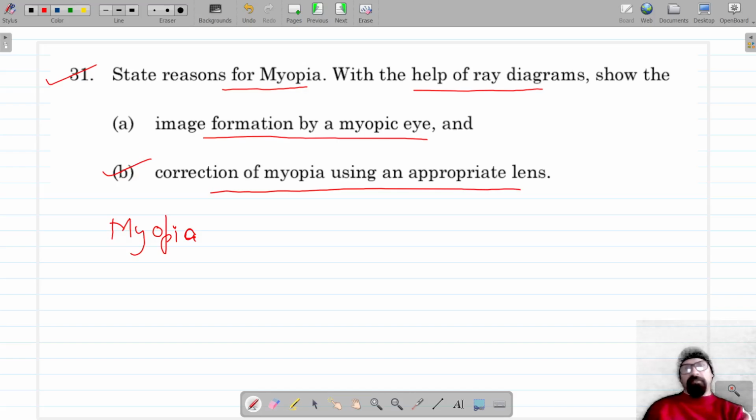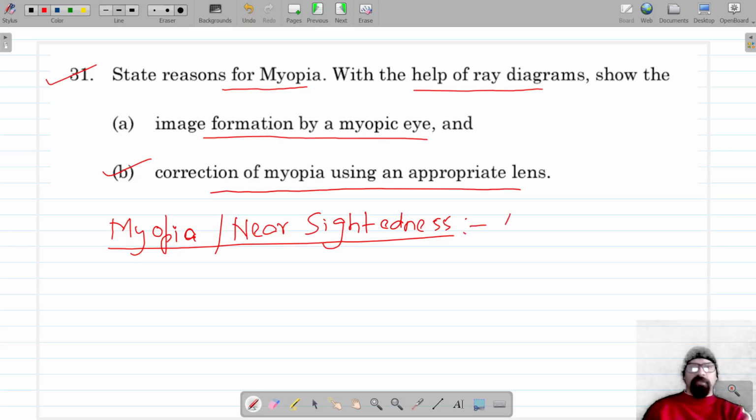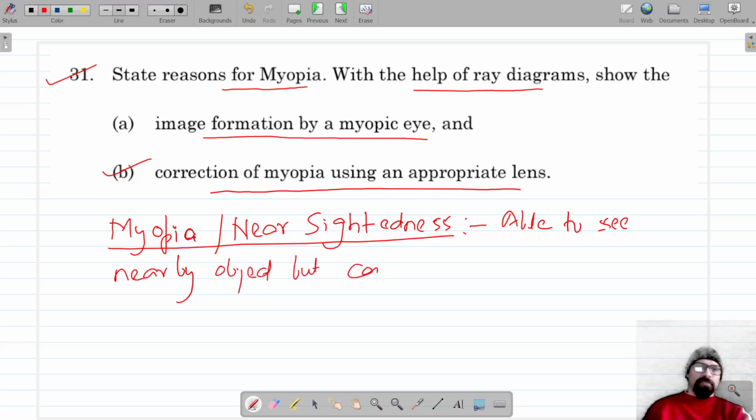It's nearsightedness. That means we are able to see the nearby objects but not the far away objects. So it is also called nearsightedness. And with this name, nearsightedness means able to see nearby objects but cannot see far away objects.